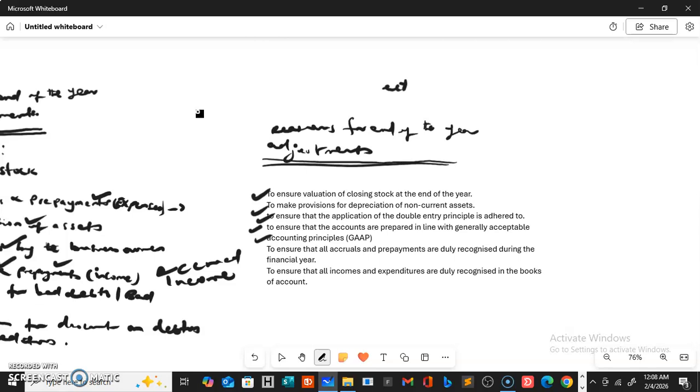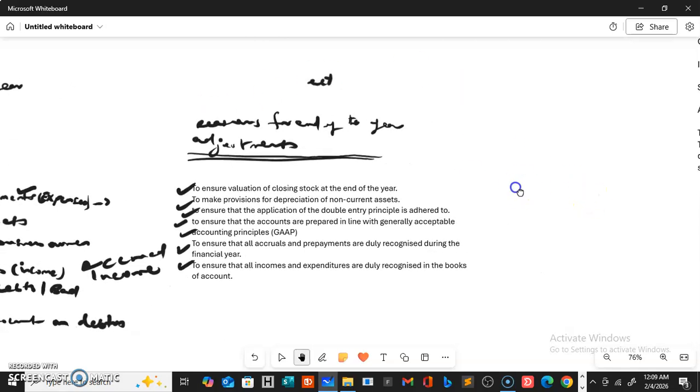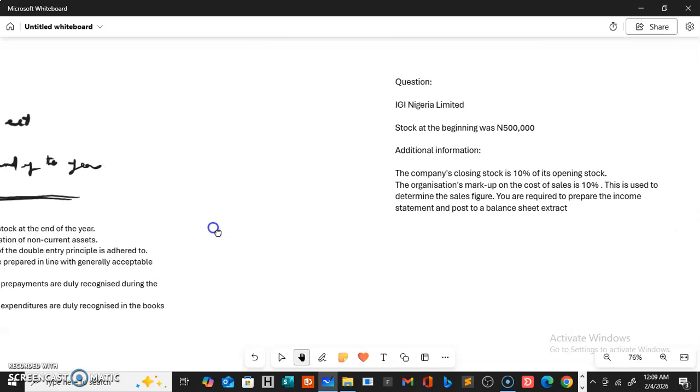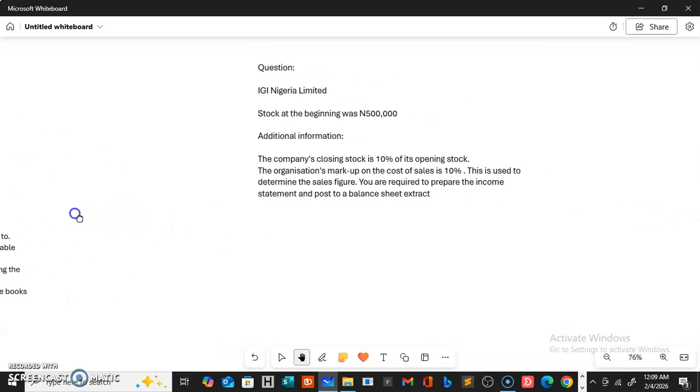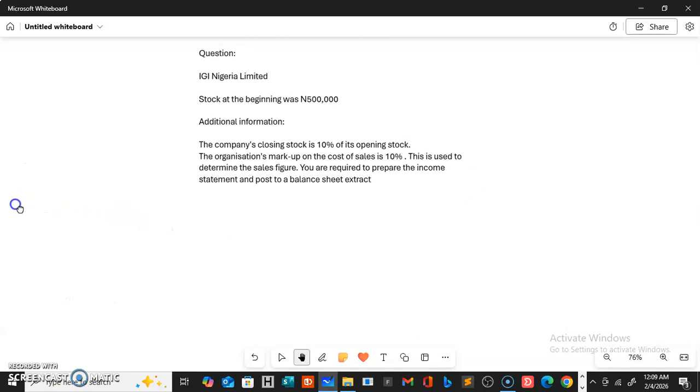Number five is to ensure that all accruals and prepayments are duly recognized during the financial year. And the next one is to ensure that all incomes and expenditures are duly recognized in the books of accounts. So let us move on to the next one, let us quickly look at this question that has additional information or end of the year adjustment.